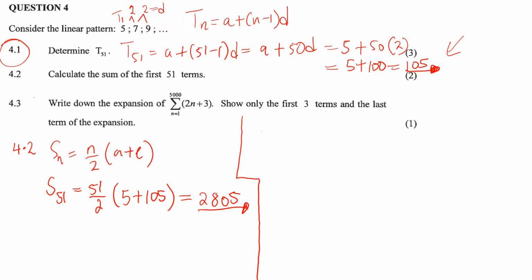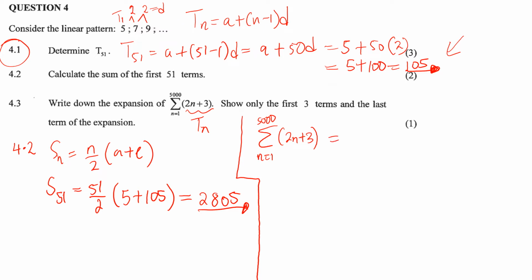All right, let's move to 4.3. It says write down the expansion of the sum of n equals 1 up until 5,000 of 2n plus 3. Show only the first 3 terms and the last term of the expansion. They want us to expand this sum. We know that this is a sum of an arithmetic series, because the general term there, our Tn, is the general term for an arithmetic sequence.